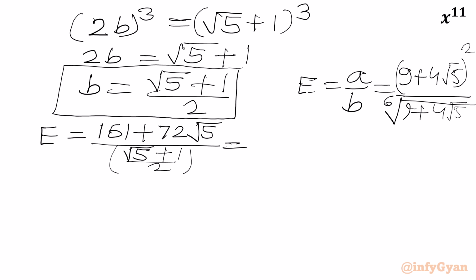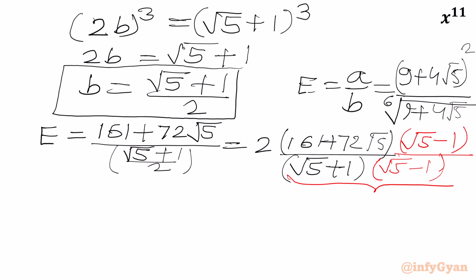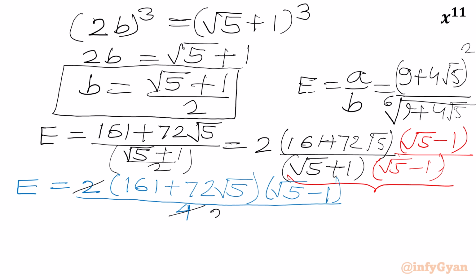Now I will take this denominator 2 in the numerator and we will write 161 plus 72 square root 5 in the numerator and denominator is root 5 plus 1. Again I will rationalize our denominator root 5 plus 1. So we need to multiply root 5 minus 1 in the denominator and in the numerator. So in denominator we will get root 5 square minus 1 square. So this value will be 4. I will write expression e equal to 2 times 161 plus 72 root 5 times root 5 minus 1. Now we will cancel 2 and 4, so denominator will be 2.